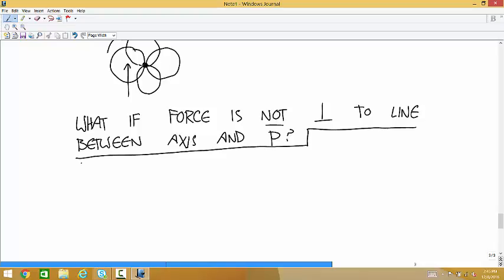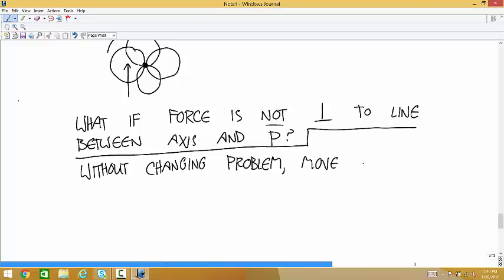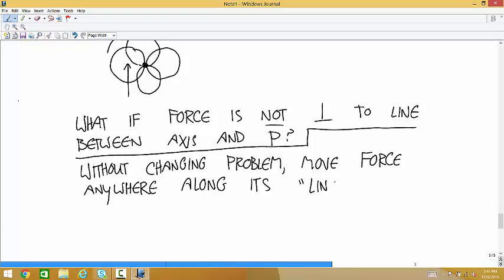Well, it turns out without changing the problem, you can move the force around on the body as long as you do it in a specific way. So without changing the problem, you can move the force anywhere along its what's called line of action.